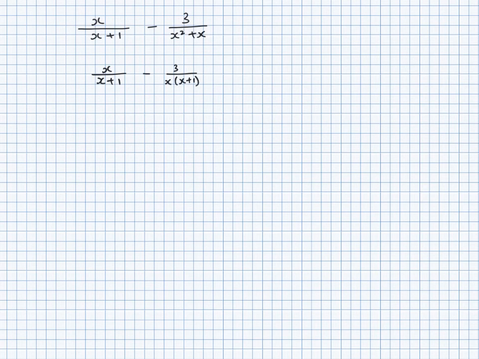Now notice how I've got x plus 1 here, and I've also got x plus 1 here as a factor. So x times x plus 1. So our lowest common multiple is actually x times x plus 1. So this denominator can stay the same. But if I multiply top and bottom here by x, what I get is the common denominator that I need. So what I'm going to have is x squared over x times x plus 1, and take away 3 over x times x plus 1. And now what I have is my common denominator without needing to multiply anything to this fraction.